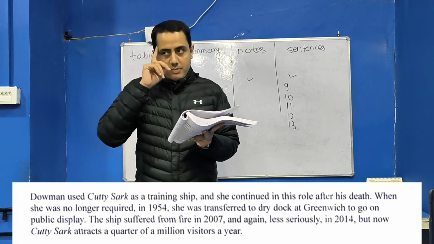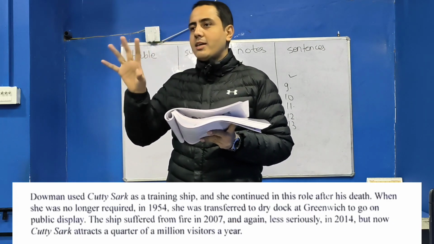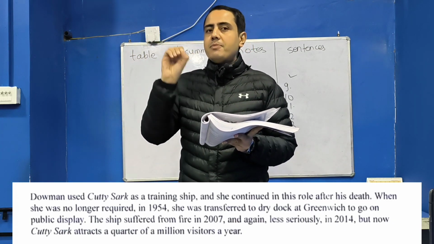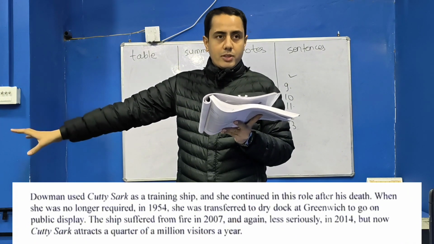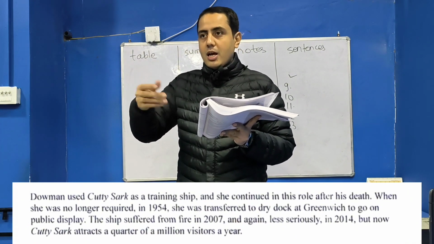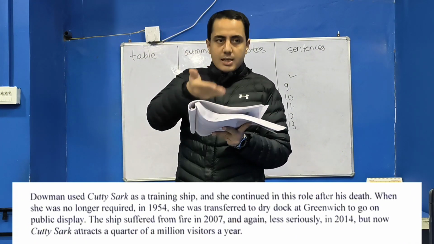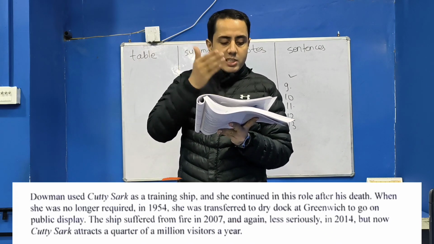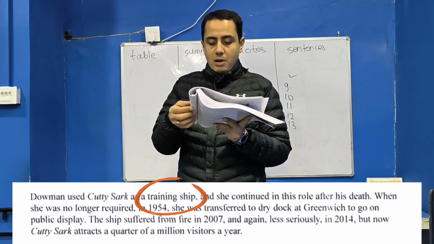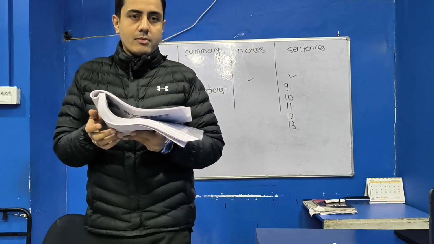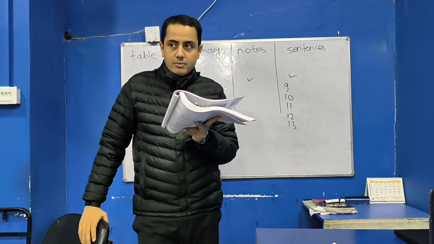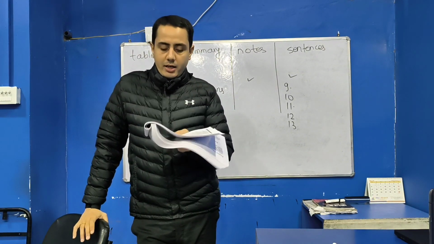So remember now again, think. Some of you are not thinking. In 1954, she was transferred to dry dock at Greenwich. Means in that year. Before that year, what happened? The earlier sentence tells us that she was used as a training ship. So number 12 must be for training. For training, number 12.